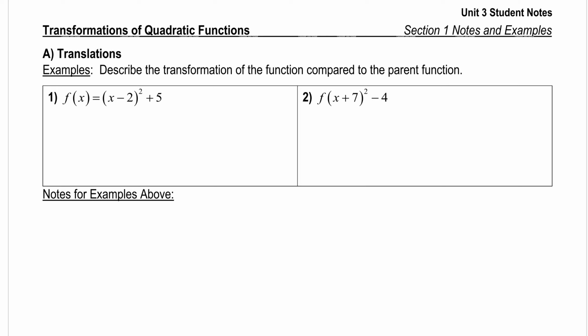Unit 3, Section 1 notes. This is transformations of quadratic functions. So these are broken up into sections by type of transformation. So let's go to the first one, A, translation.